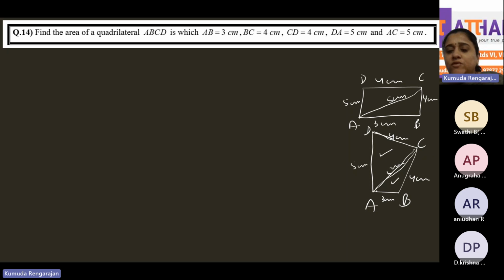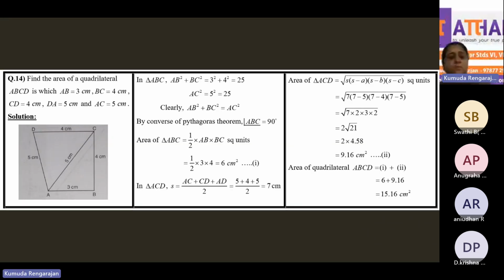So for the area of triangle ABC, the sides are 3, 4, and 5. For the area of triangle ADC, the sides are 5, 4, and 5. Take the sides carefully. 5, 4, and 5 for this triangle. 5, 3, and 4 for this triangle. Work it. Take down the question. Work this, children.